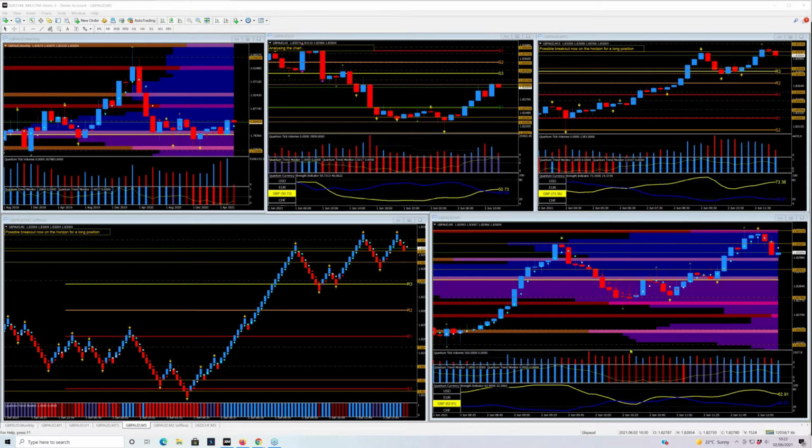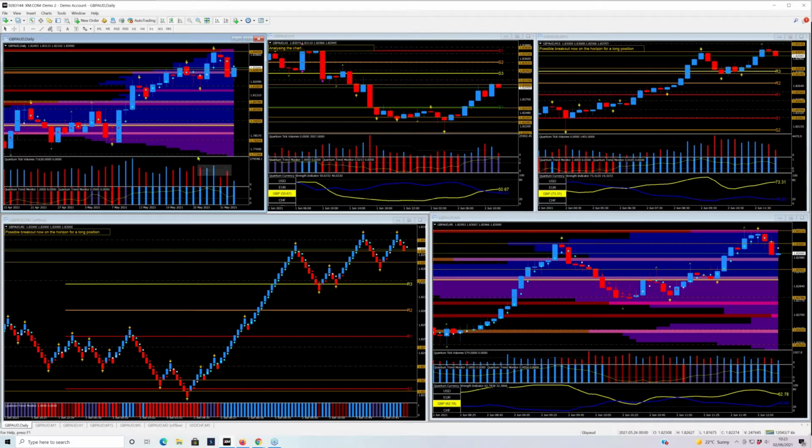Those of you who come along regularly will recognize this. Let's just take that off, because I'm talking about the monthly as well for a particular reason. I have the daily chart, I have the hourly chart, I have the 15, I have the 5, and I have a Renko chart. This is a non-time based chart.